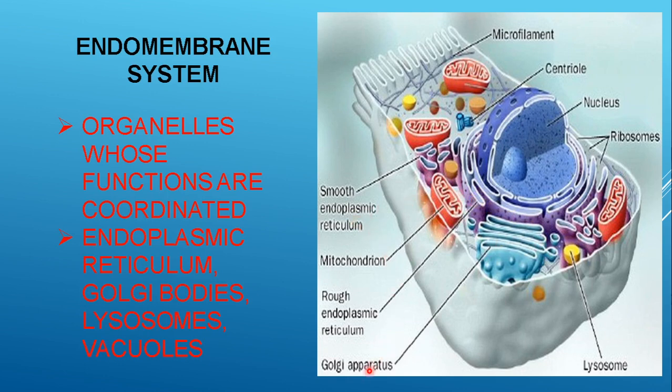It includes the Golgi apparatus. Here: endoplasmic reticulum, Golgi apparatus, lysosomes, and vacuoles. This is an animal cell that has been shown here, and vacuoles are more prominent in plant cells. Even the vacuoles coordinate with the rest of the three organelles. This is the endoplasmic reticulum. Golgi bodies are always located quite close to the endoplasmic reticulum. Lysosomes will be here, and even vacuoles will be present. Now let us try to understand these cell organelles in more detail.